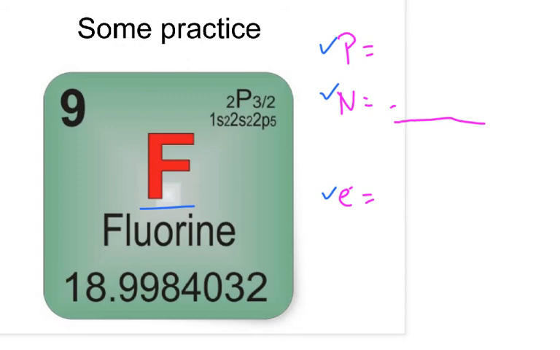All right, so what you should have found for your protons is the atomic number, 9 protons. What you should have found for your neutrons is the mass, 18.9. We're going to round that to 19 for the atomic mass, minus the atomic number, which is 9. So you should get 10 neutrons. And then electrons, remember electrons equal protons, so that's going to be 9. So 9 protons, 10 neutrons, and 9 electrons.